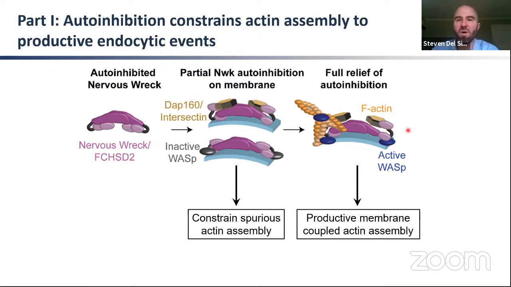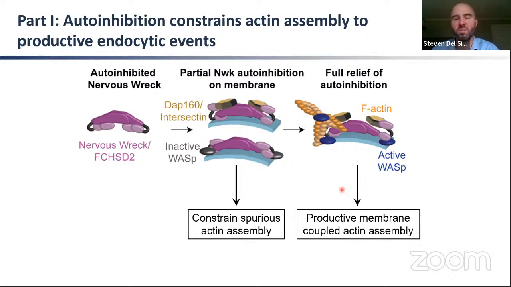And that it really requires this full relief of autoinhibition, either by the coincidence detection of all of them, or maybe some other synaptic cues like membrane charge or cargo. And that's driving really productive membrane-coupled actin assembly.